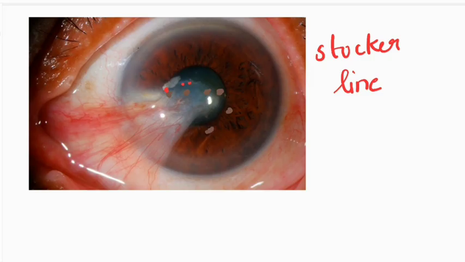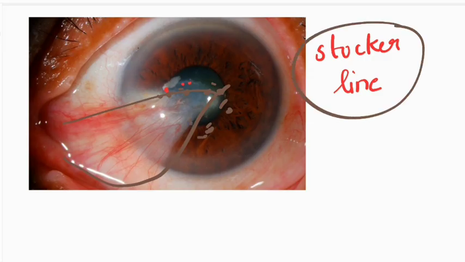So why does it happen? This pterygium, this growth, alters the tear film. So the iron from the tear film gets deposited in the corneal epithelium. That is why. All they ask you is the name. That is all you should know. Stocker's line, that is brown iron deposition seen on the head of the pterygium.